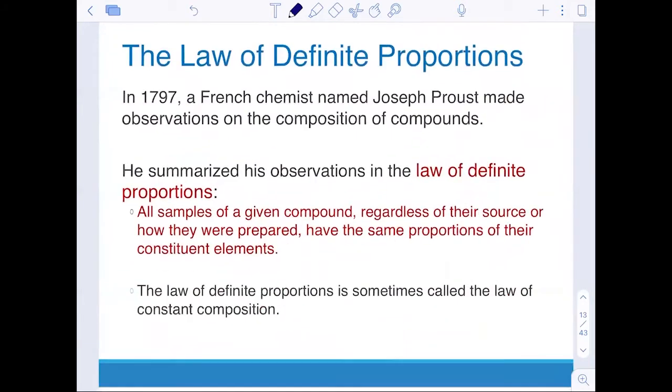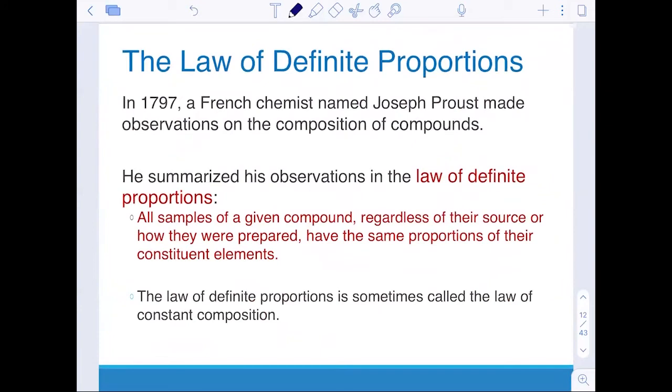All right, the law of definite proportions was developed by a man named Joseph Proust. He was also a French guy in the late 1700s. Lots of things happening in this time period. He summarized the law of definite proportions this way. All samples of a given compound, regardless of their source or how they were prepared, have the same proportions of their constituent elements. What does that mean? H2O is H2O, no matter where you get it.